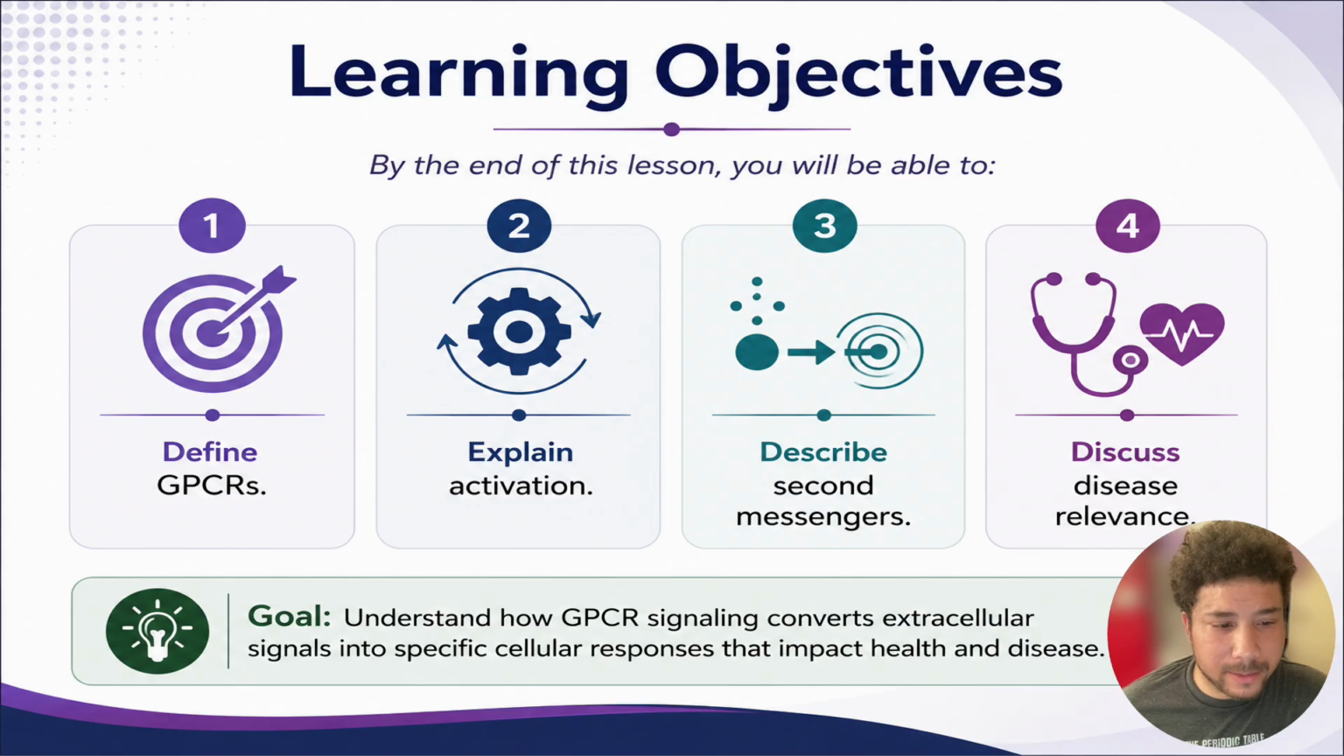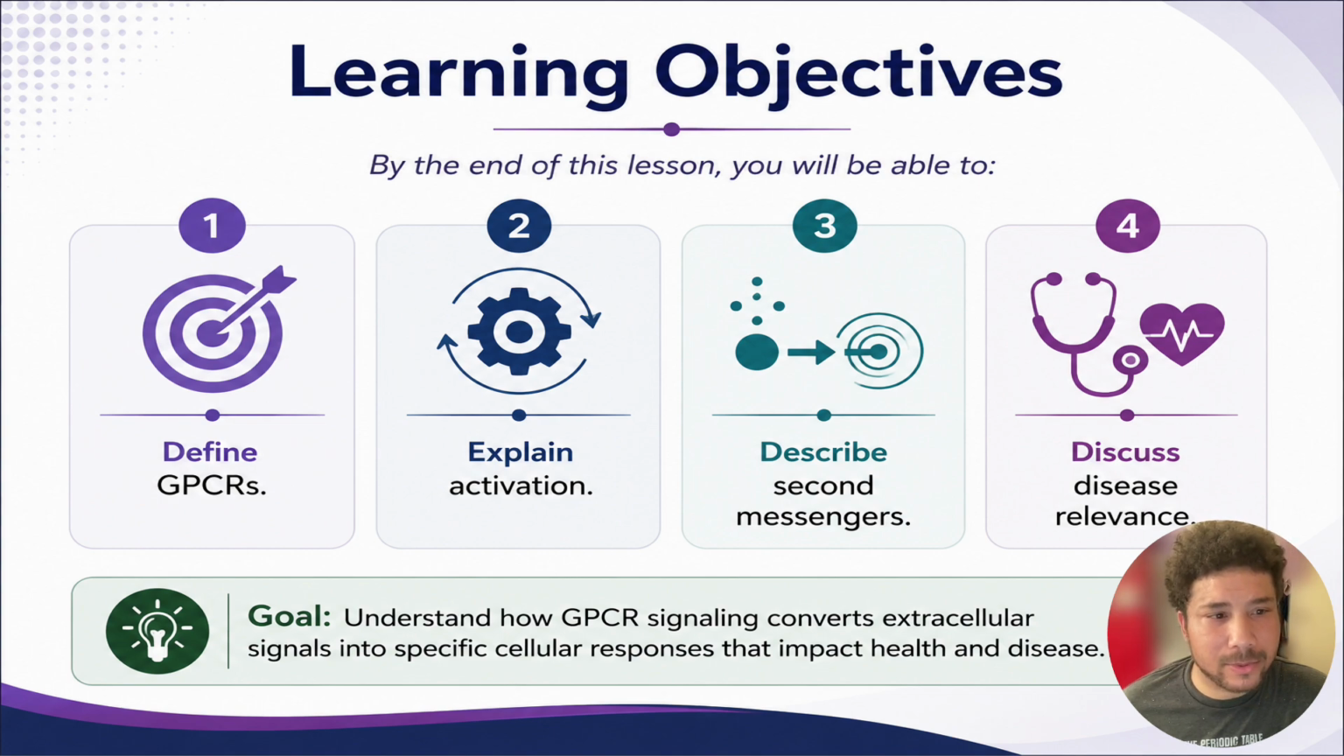So here are our learning objectives. By the end of this presentation, you should be able to accomplish 4 objectives. First, you should be able to define GPCRs and identify the features that make them different from other membrane receptors. In particular, you should recognize the characteristic 7 transmembrane architecture.